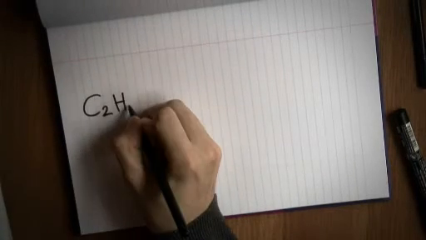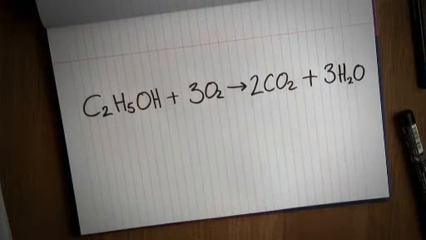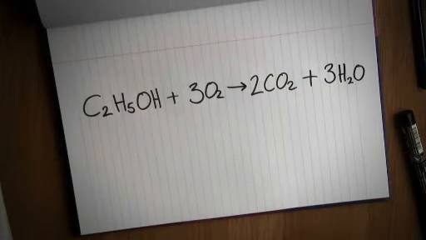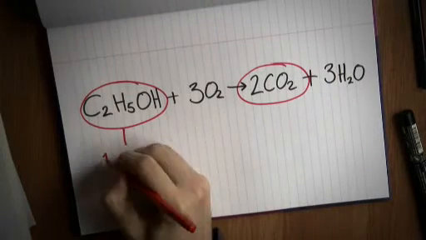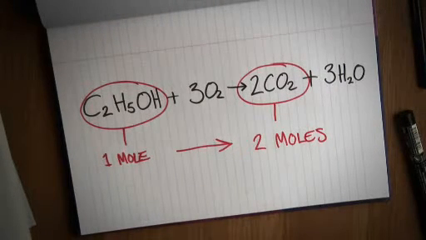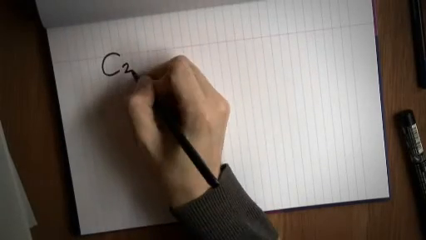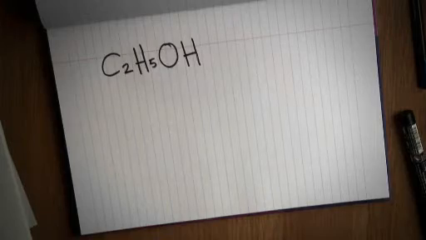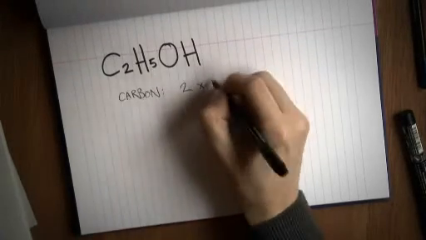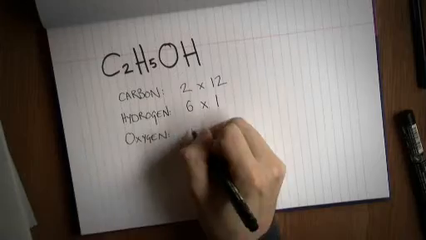Well, the equation tells us that one molecule of ethanol produces 2 of carbon dioxide. 1 mole is a fixed number of molecules regardless of the substance, so 1 mole of ethanol will produce 2 moles of carbon dioxide. To work out the weight of a mole of a substance, you need to know the atomic weight of each of the elements in the substance. Ethanol, C2H5OH, contains 2 carbon atoms, each with an atomic weight of 12, 6 hydrogen atoms, each with an atomic weight of 1, and 1 oxygen atom with an atomic weight of 16.